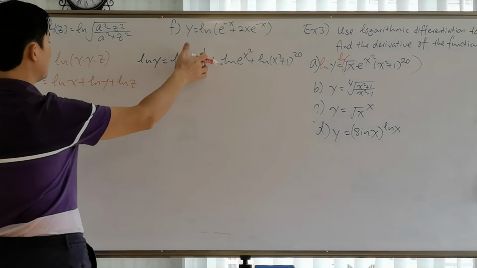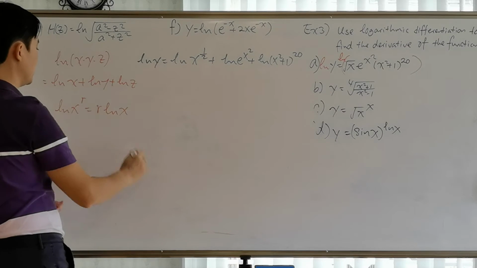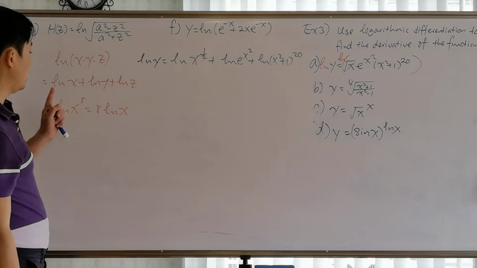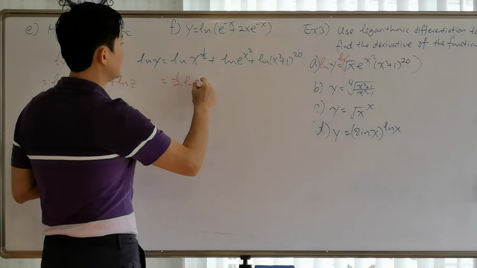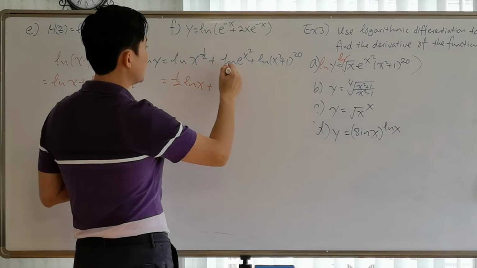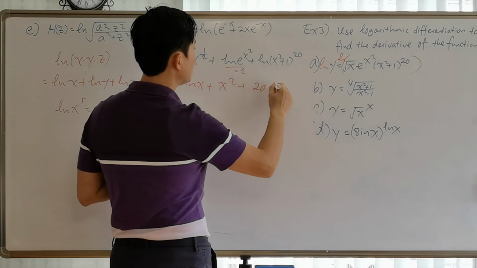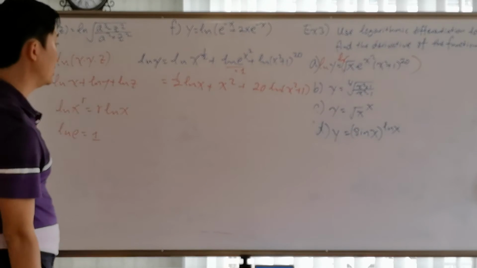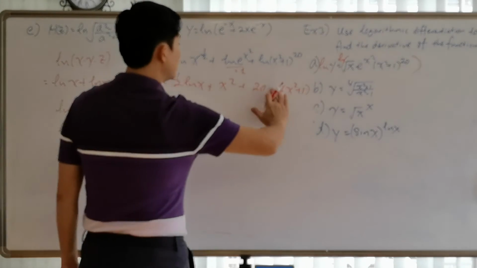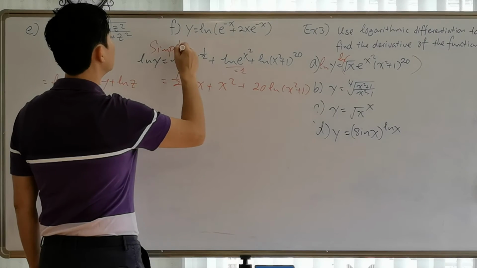And now what about the power? You can always bring it to the front. That's what I showed you earlier. So you see the power, r, you can always bring it to the front. So it's 1/2 natural log of x plus x squared, because natural log of e is just 1. And then plus 20 times natural log of x squared plus 1. Again, natural log of e is a basic property of natural log. It's always 1.